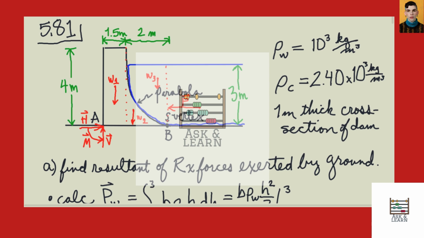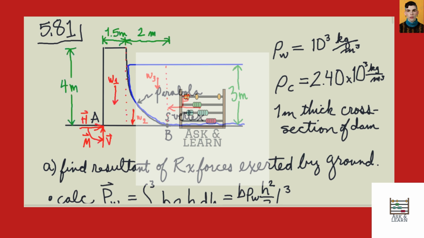The dimensions of the dam are as follows. It's 4 meters high. The rectangular portion before the parabolic curve is 1.5 meters wide, and the parabolic curve spans laterally 2 meters into the water. The depth of the water is 3 meters.